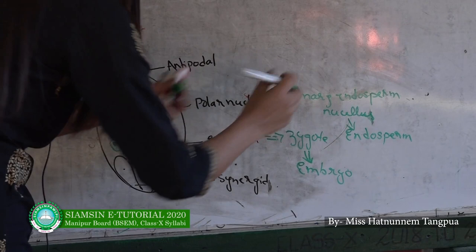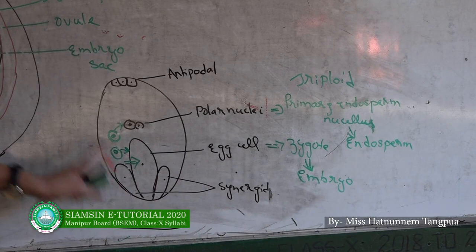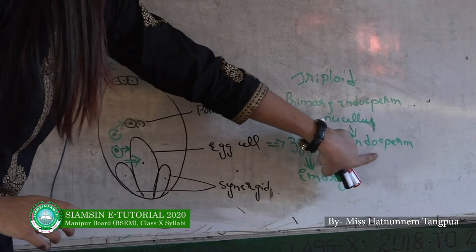Why is it triploid? Three cells are fused together, so it becomes triploid. The male gamete is one cell and the egg cell is one cell, two cells fused together, so it is diploid. The functions here are endosperm functions. Endosperm functions are here, it will provide nutrition to the growing embryo.